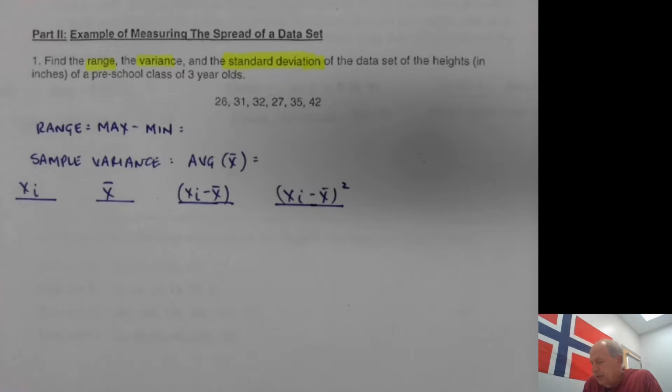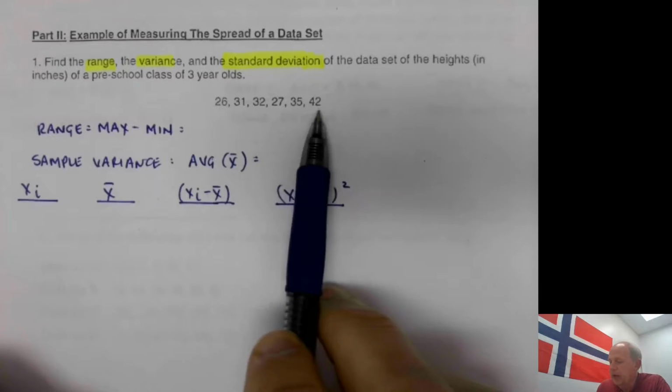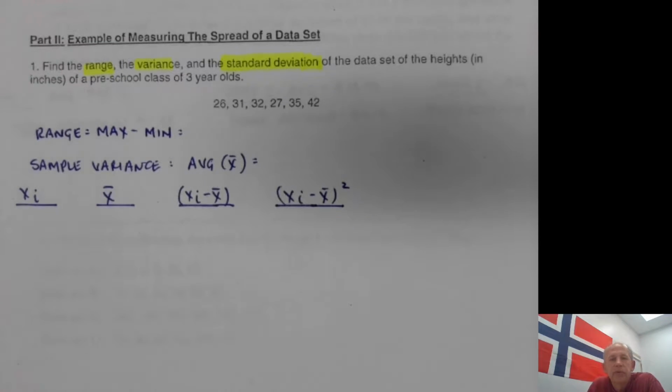The purpose of this video is to take a look at calculating and measuring the spread of data using the range, the sample variance, and the sample standard deviation. We're going to look at a data set of the heights of some 3-year-old children from a preschool. We're going to measure the spread of this data starting with the range.